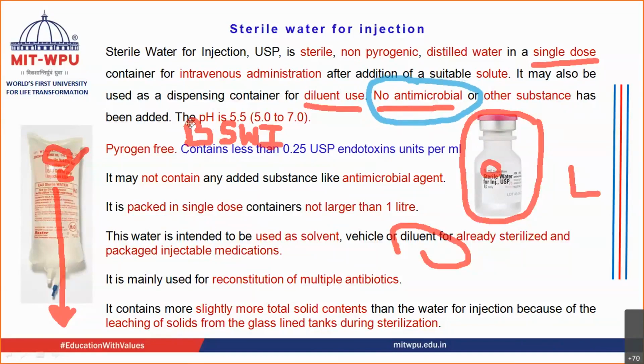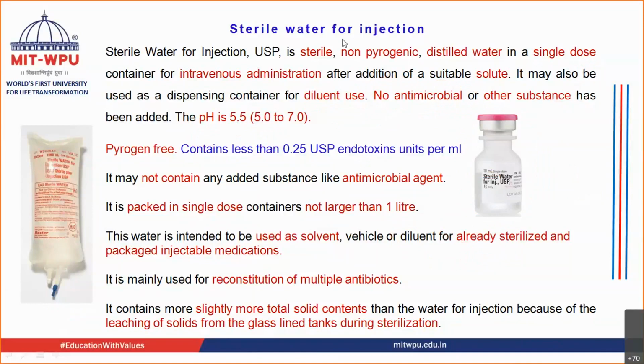The pH of sterile water for injection is in the range of 5 to 7. As I told you earlier, it is pyrogen free, so it contains less than 0.25 USP endotoxin units per ml. It does not contain, as I told you, any antimicrobial agent.